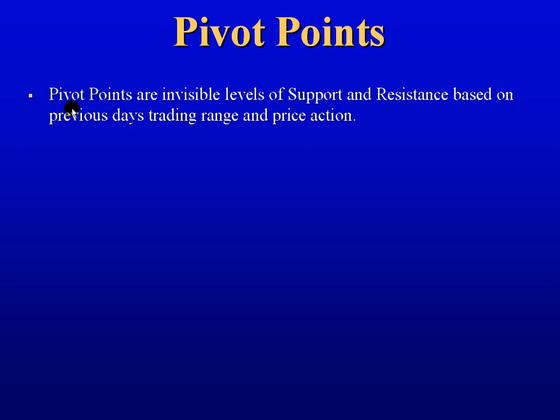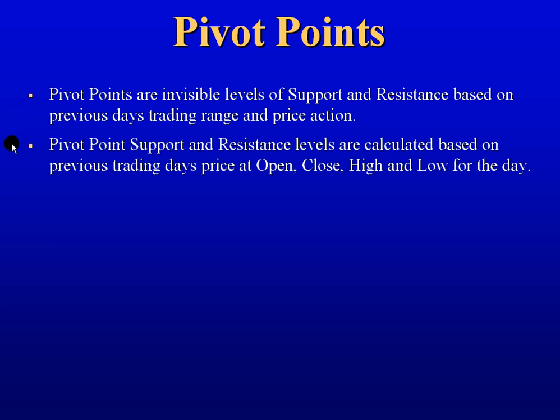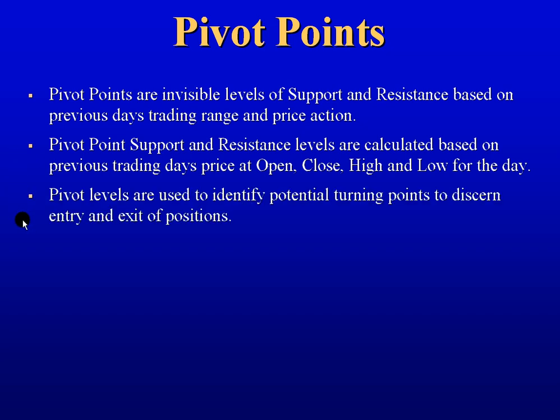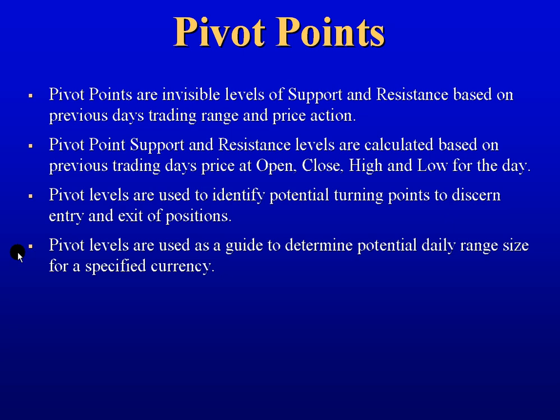All right, pivot points. Pivot points are invisible levels of support and resistance based on the previous day's trading range and price action. They are support and resistance levels that are calculated based on the previous day's price at open, the close price, the high price, and the low price for the day, and we'll look at that in more detail. Pivot levels are used to identify potential turning points in the market and to, of course, discern entry and exit positions.